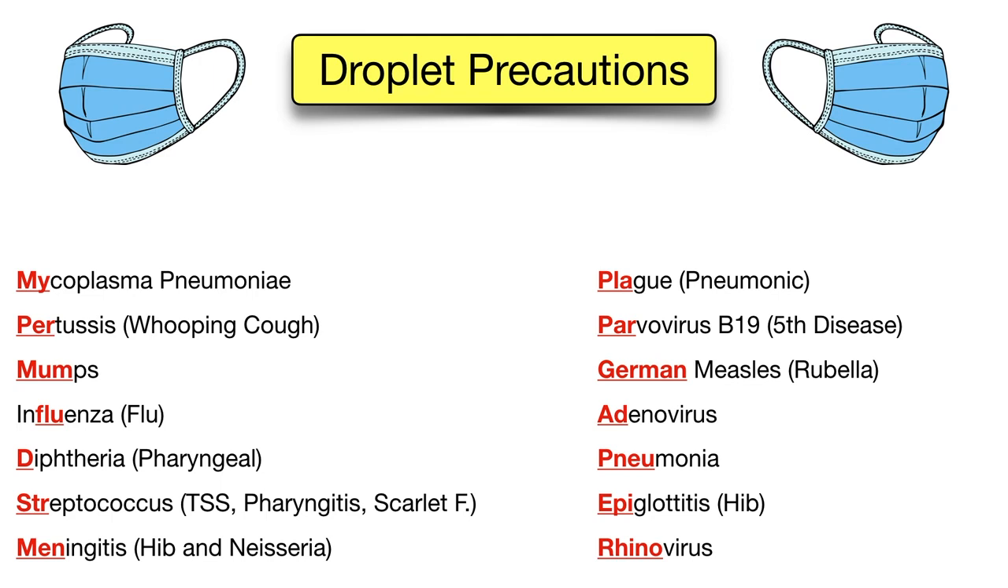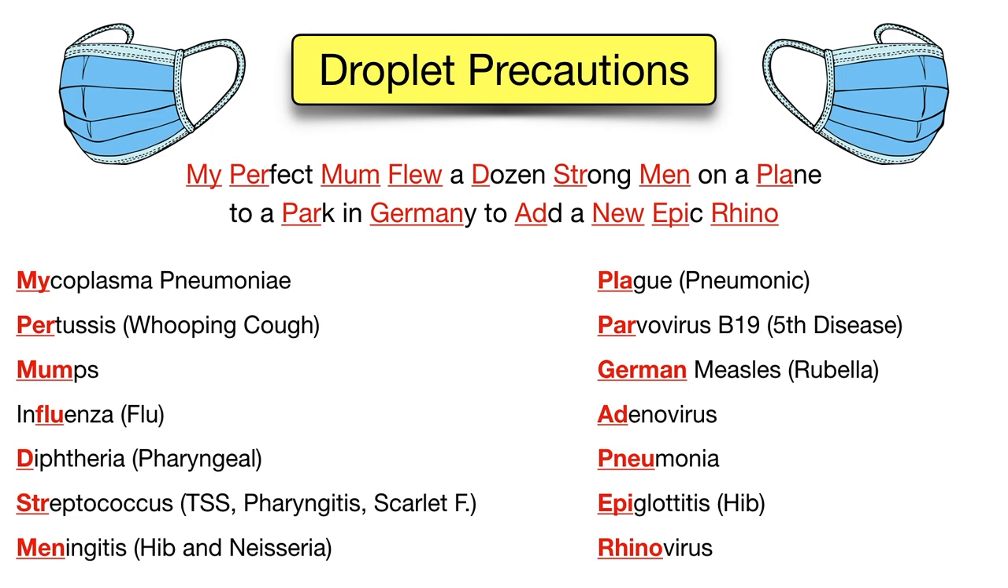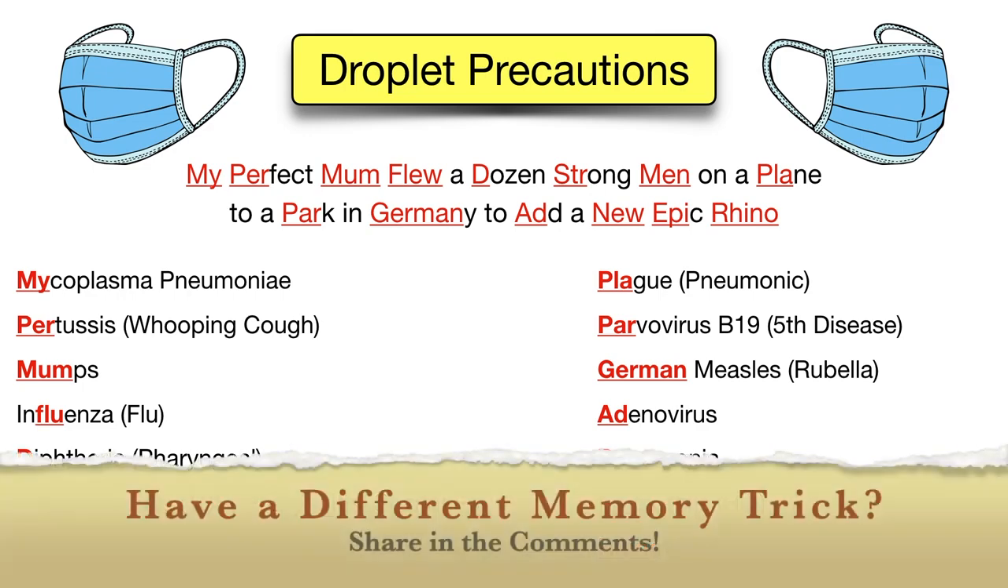So this is what I came up with. Use the mnemonic, "My perfect mom flew a dozen strong men on a plane to a park in Germany to add a new epic rhino." I know this may seem like a long mnemonic to remember at first, but it actually works really well. If you have a better way to remember this, then please share it down in the comments.